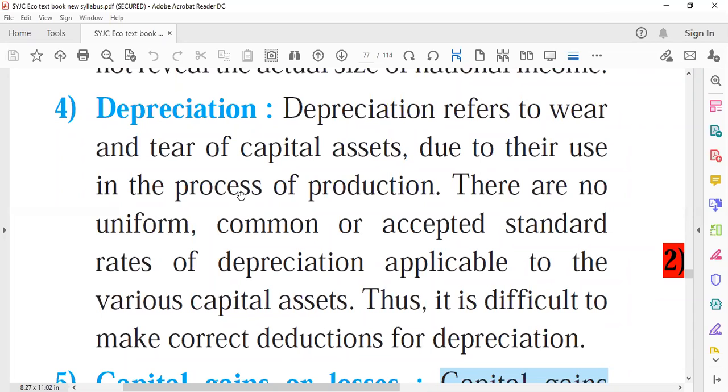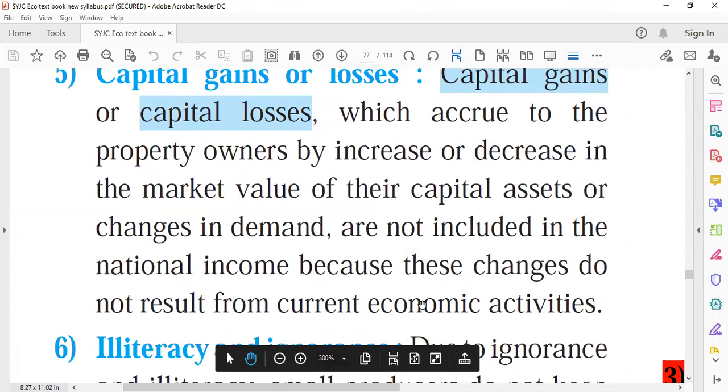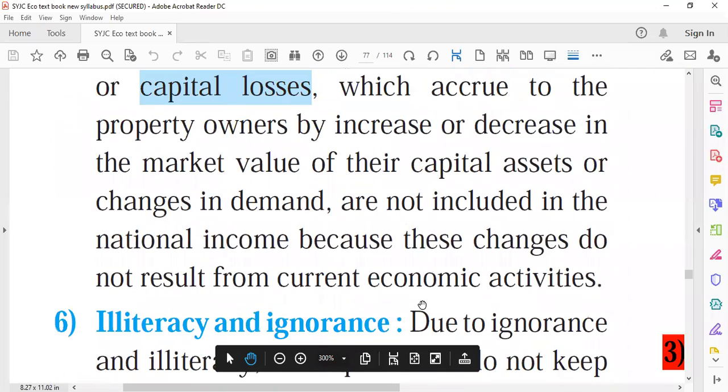We have to deduct the value of such depreciation cost to calculate the net value of national income. But in reality, there is no standard measure to calculate such depreciation cost, and therefore we are not able to calculate the value of national income.